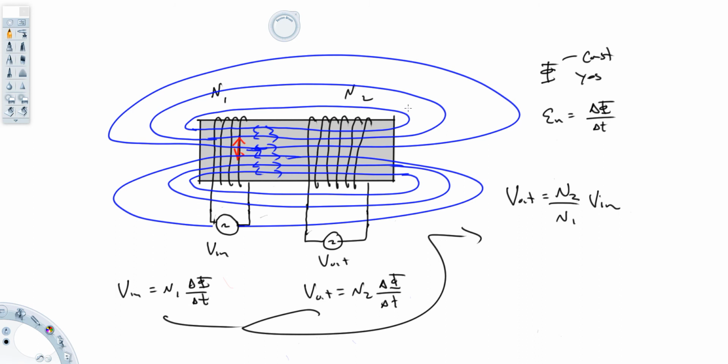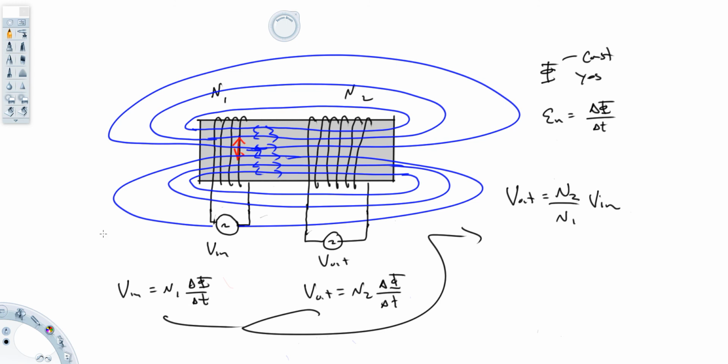So this device, this schematic, if you will, is the schematic for what's called a transformer. What it does is change voltage. It works with AC voltage only, and you can change voltage either higher or lower. If N2 is bigger than N1, your voltage goes up. If N1 is bigger than N2, your voltage goes down.